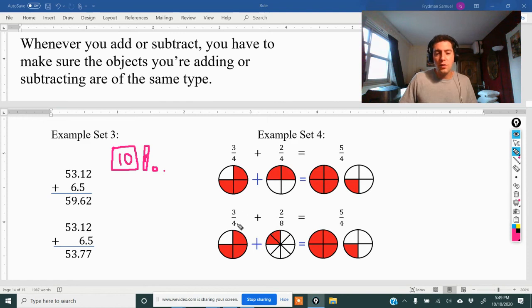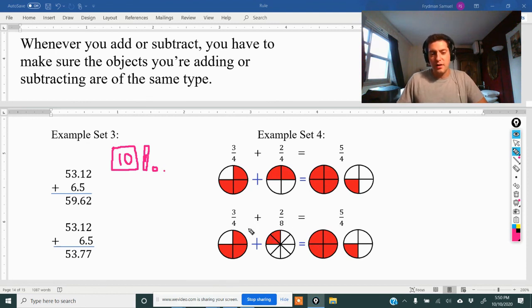If I have 3/4, which is this picture over here, a pizza pie split up into 4 equal pieces, and then I add 2/8, which is 2 parts of a pizza pie which is split up into 8, 1, 2, 3, 4, 5, 6, 7, 8 equal pieces, that does not equal 5/4, okay? Because if you eat this much of a pizza plus this much of a pizza, then altogether you did not eat this much of a pizza, okay?